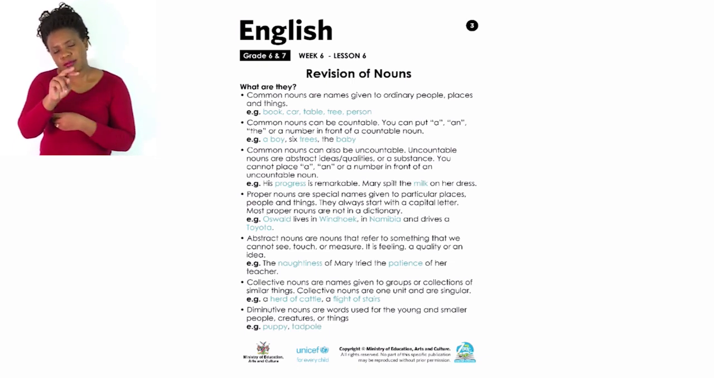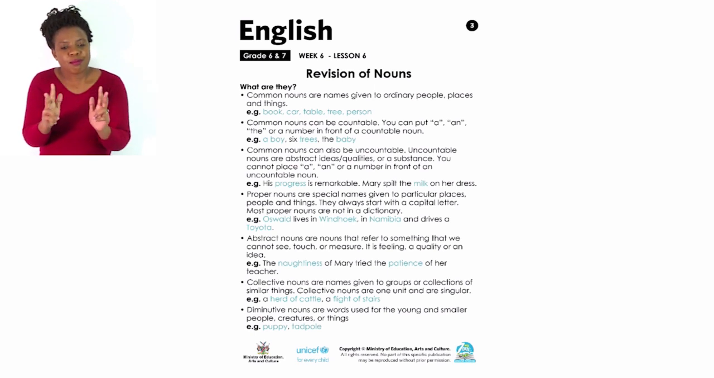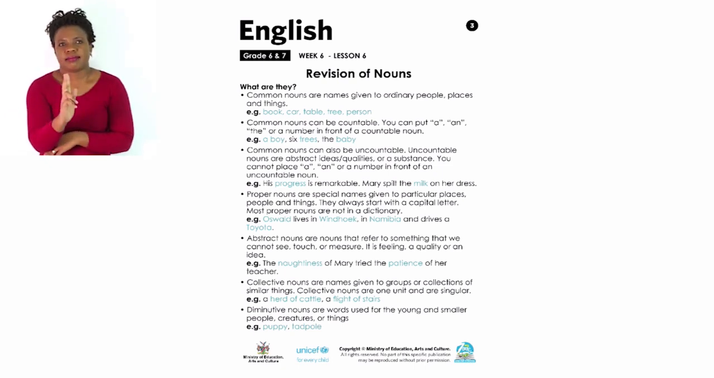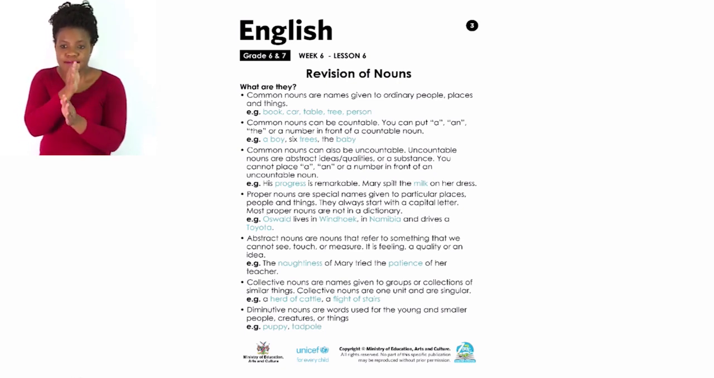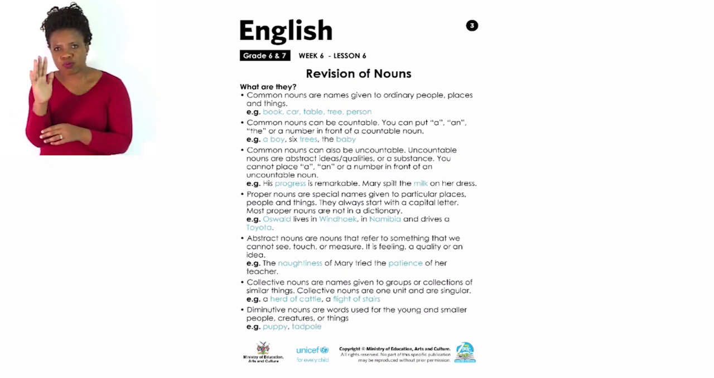These are names given to ordinary people, places, and things. For example, book, car, table, tree, person. Common nouns can be countable. You can put a, an, the, or a number in front of a countable noun. Right? Remember, a and an, these are the articles that we talked about, and we also have a definite article, the. E.g., a boy, 6 trees, the baby.